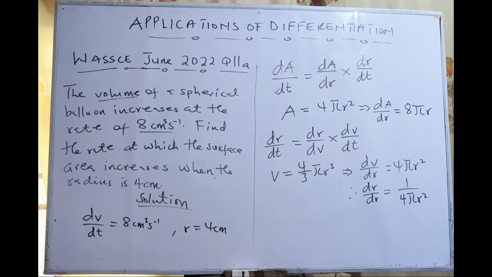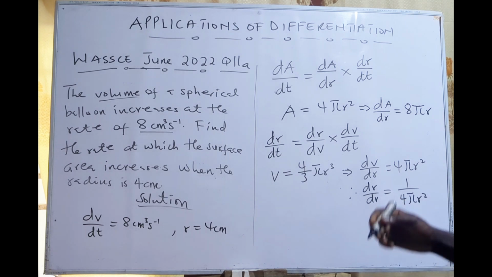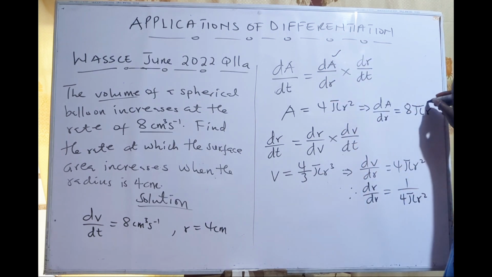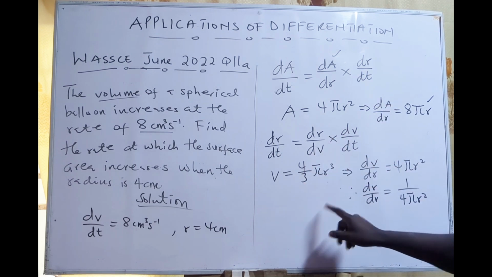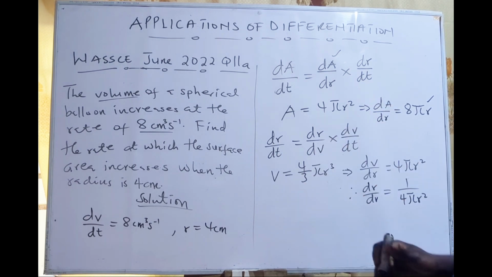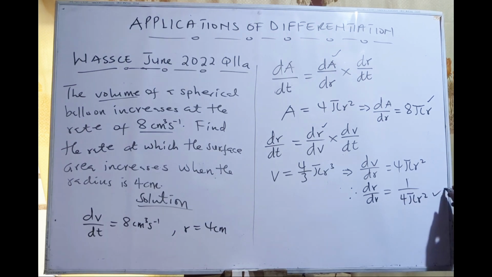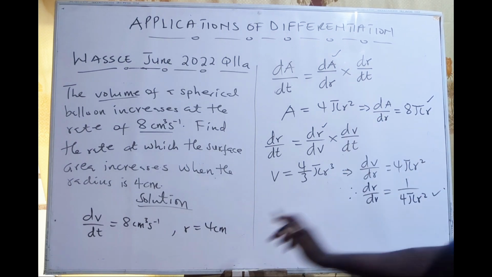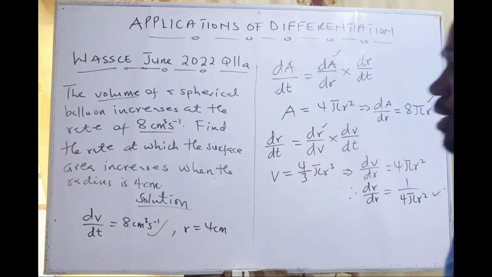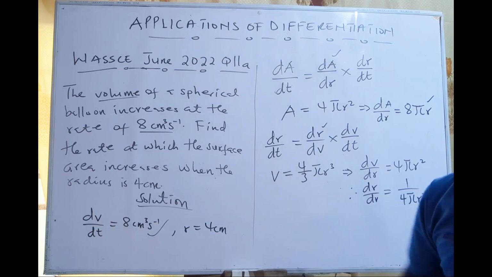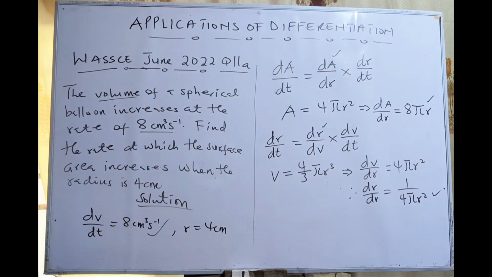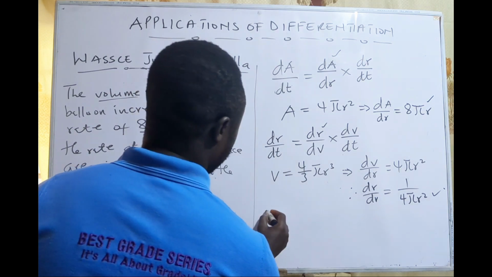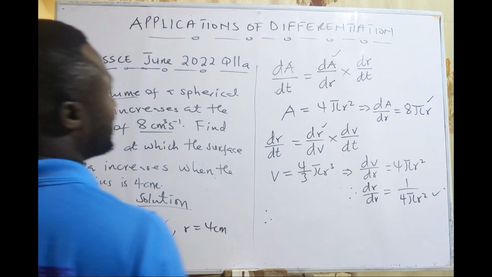Then we have gotten this down, and then dr/dt, that is what we are still on. So for dr/dt, you have gotten dr/dV down. So what is left is dV/dt. That is what is here, we have our dV/dt here. So we can now conclude and write our answer.